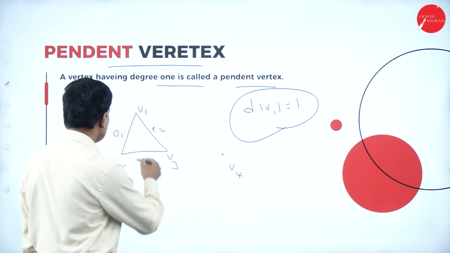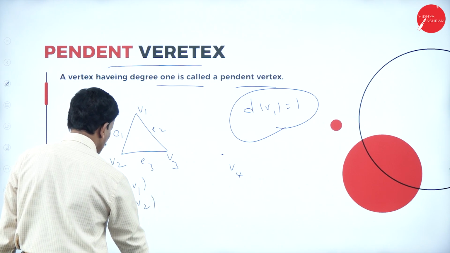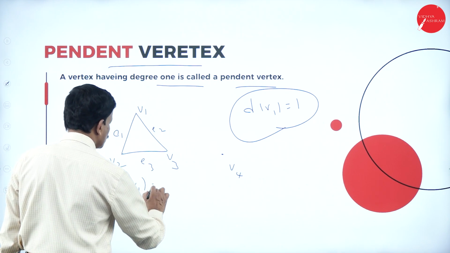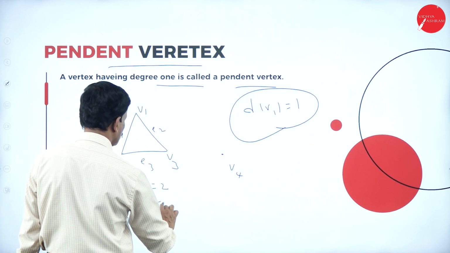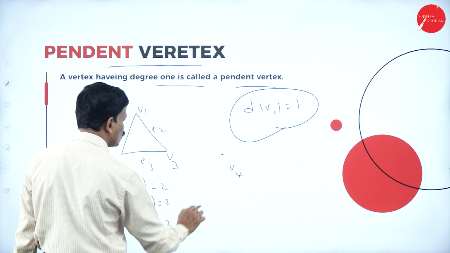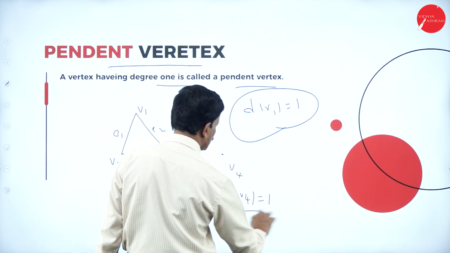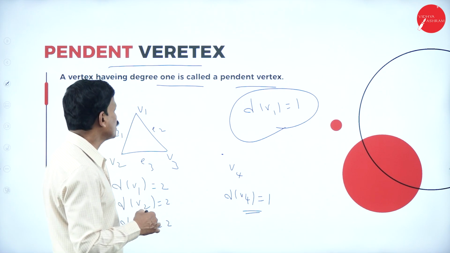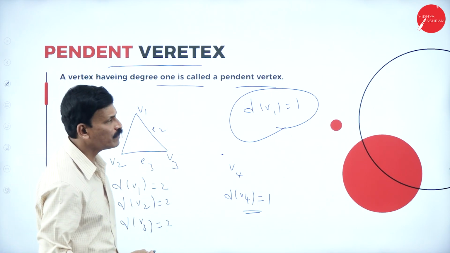So here the degree of V1, V2 and V3 can be written as: the degree of V1 is 2, the degree of V2 is 2, and the degree of V3 is also equal to 2, whereas the degree of V4 is equal to 1. Here it is connected to only one vertex, so the degree is equal to 1. Therefore, this is an example for a pendant vertex.